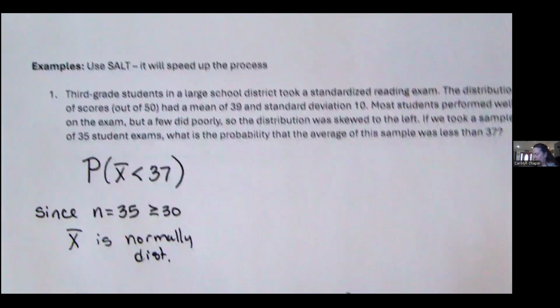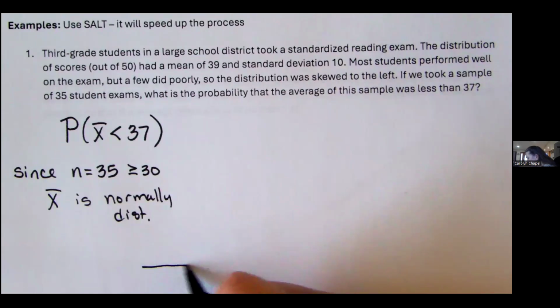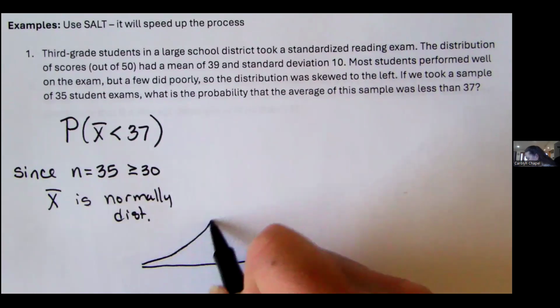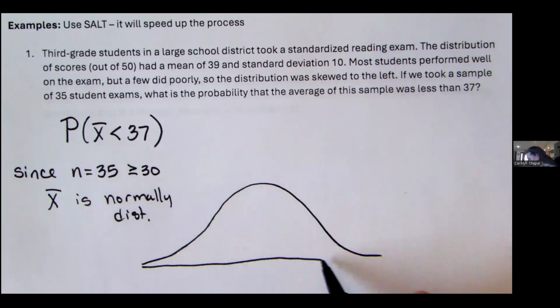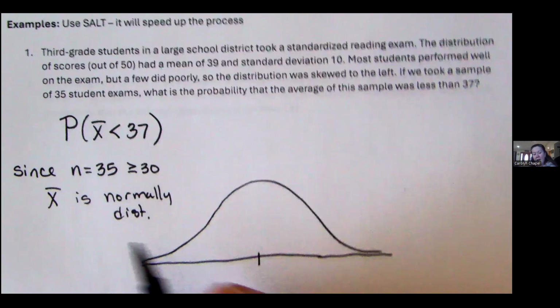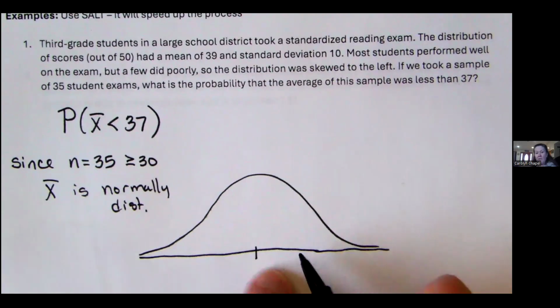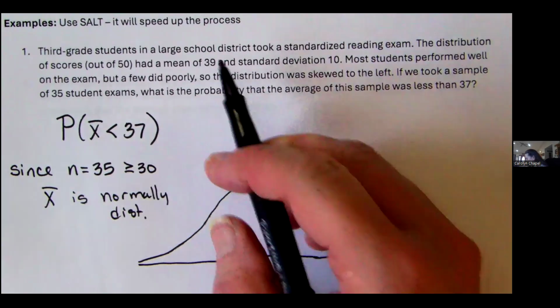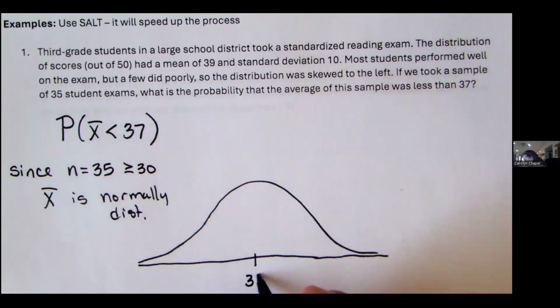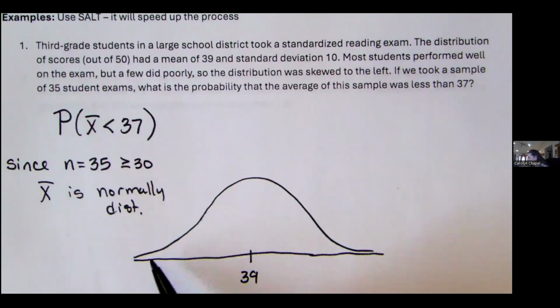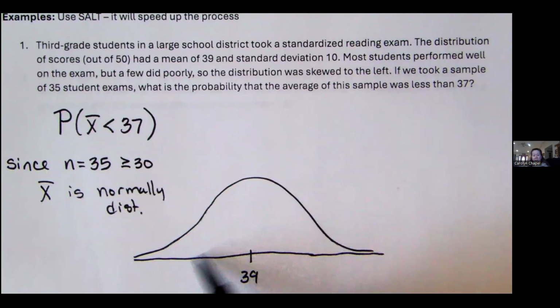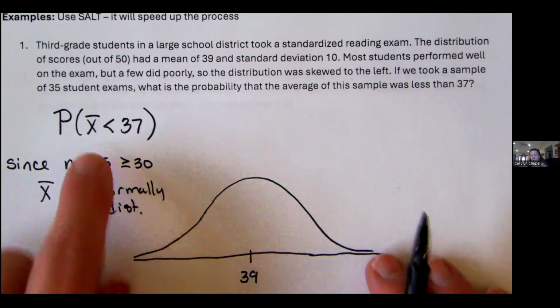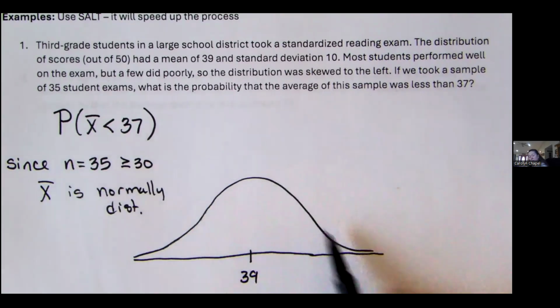I'm going to abbreviate distributed, which means it follows this beautiful normal curve. And the mean of X bar, the center of our curve, is going to be the same as the center of the mean of the original data. Although the original data was skewed left, once we start looking at X bars, it's going to turn out to be normal.